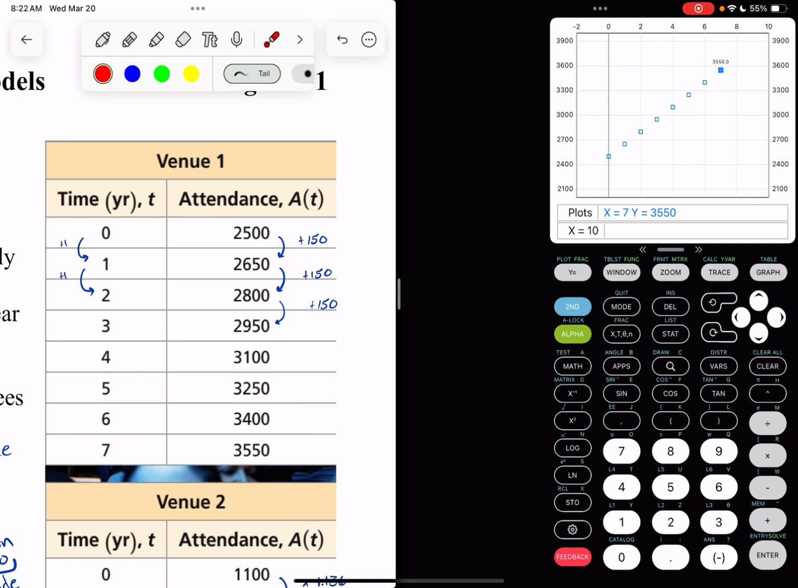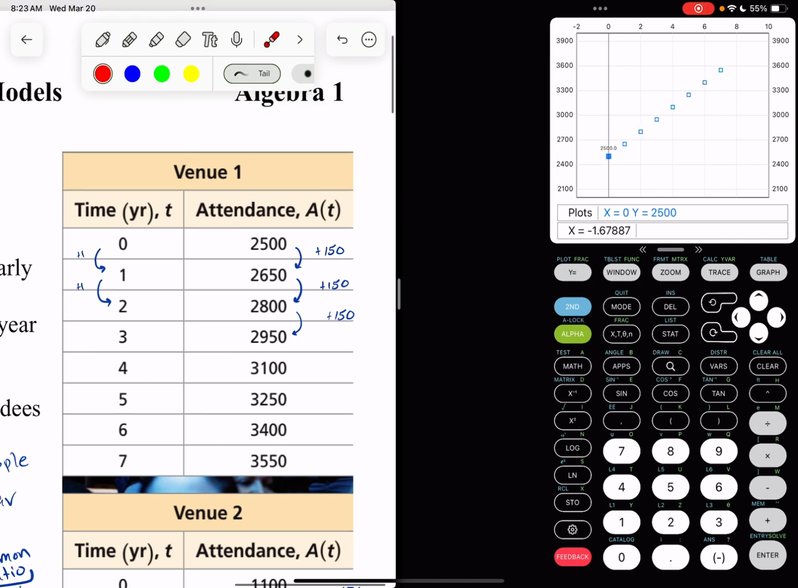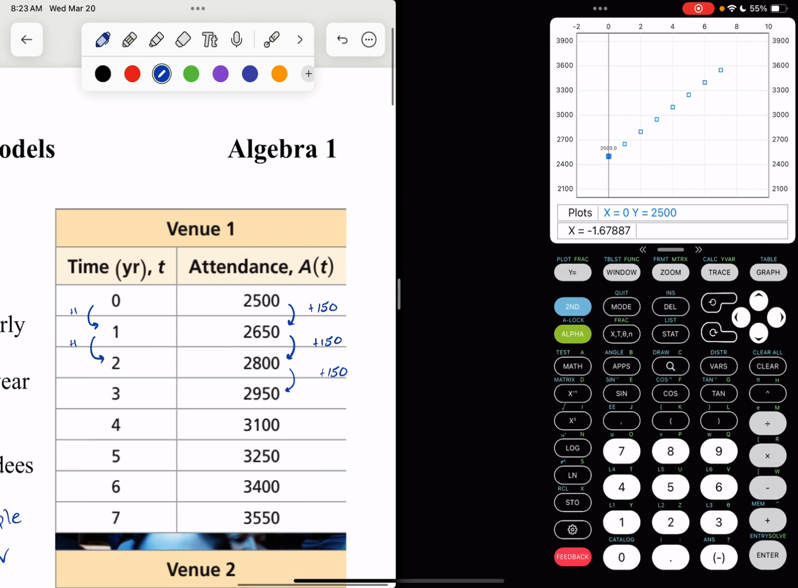There's my points. And if you can tell, if I was to connect the dots here, this makes a very straight line. A straight line with a slope of 150, up 150 over 1. Okay? So it makes a very straight line. And so we can actually write an equation for that straight line. This doesn't ask me to do that, but we're going to do that. So we want to write a linear equation.